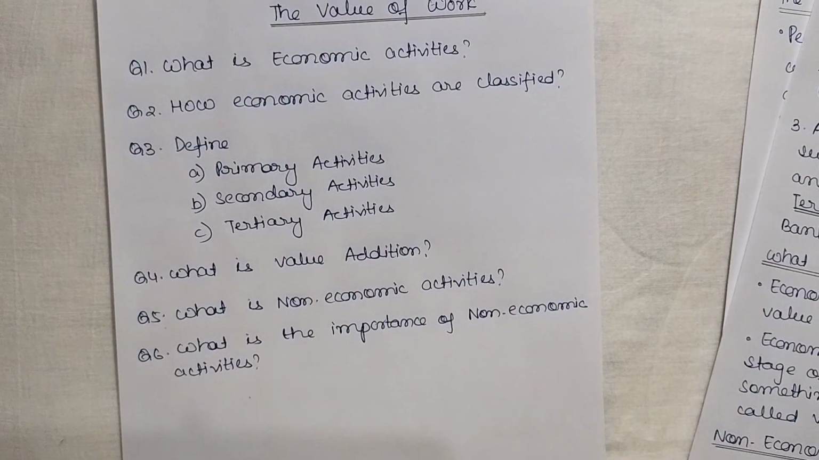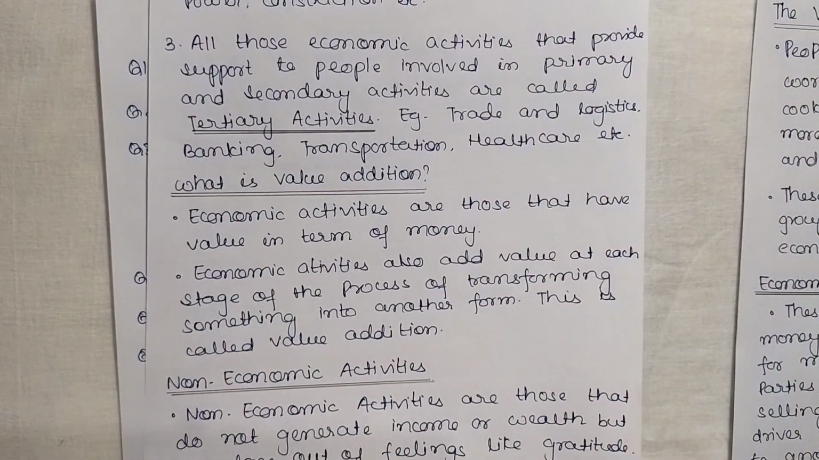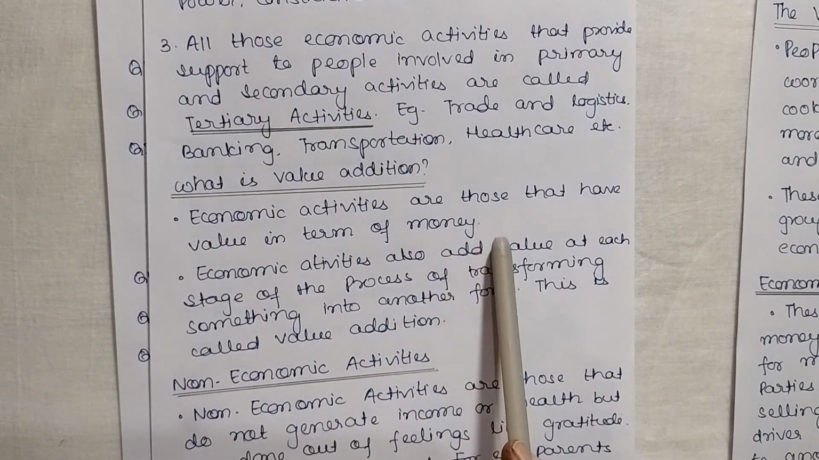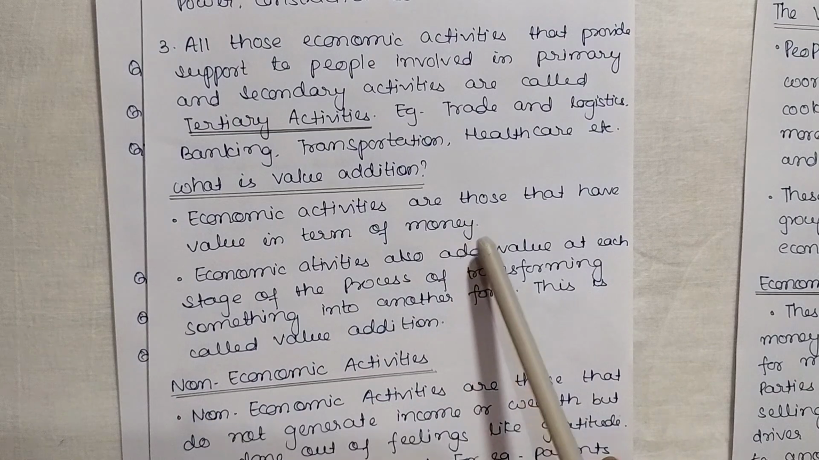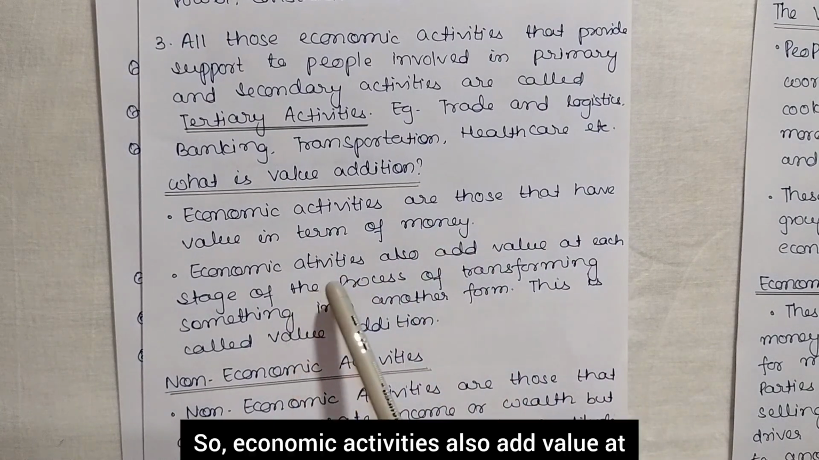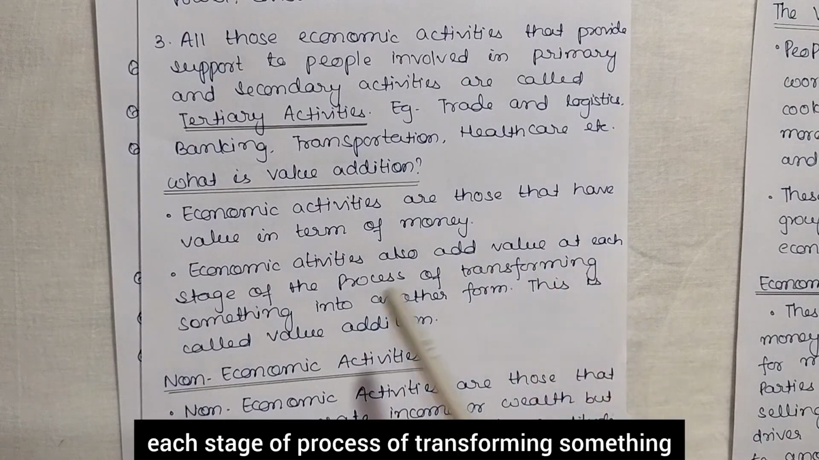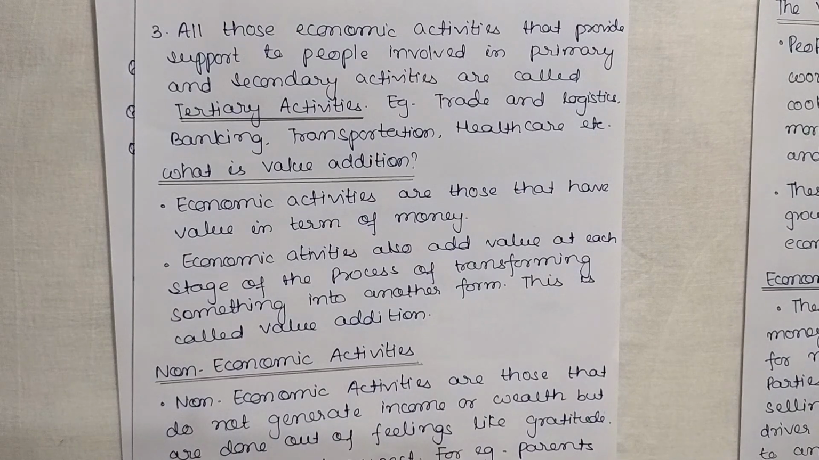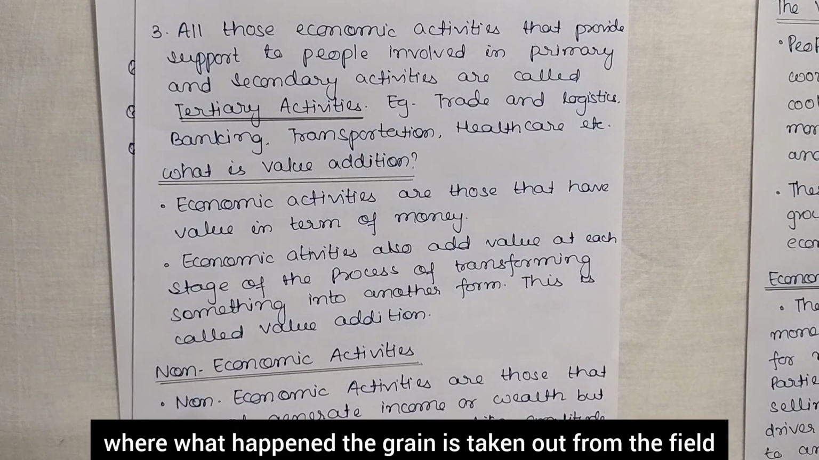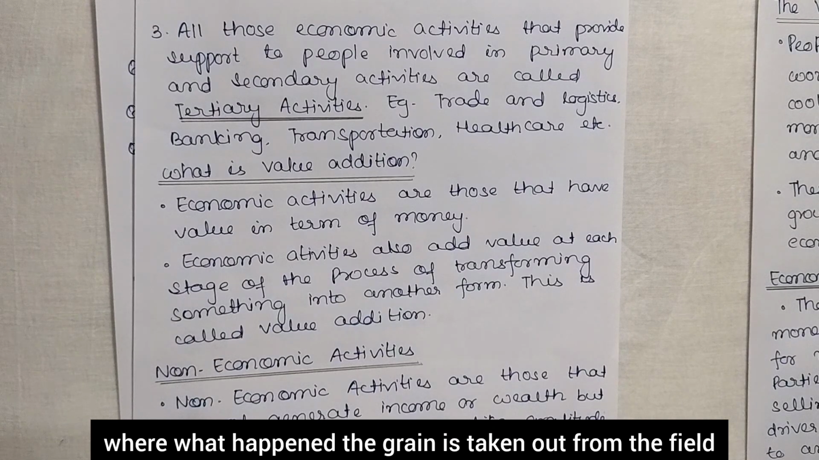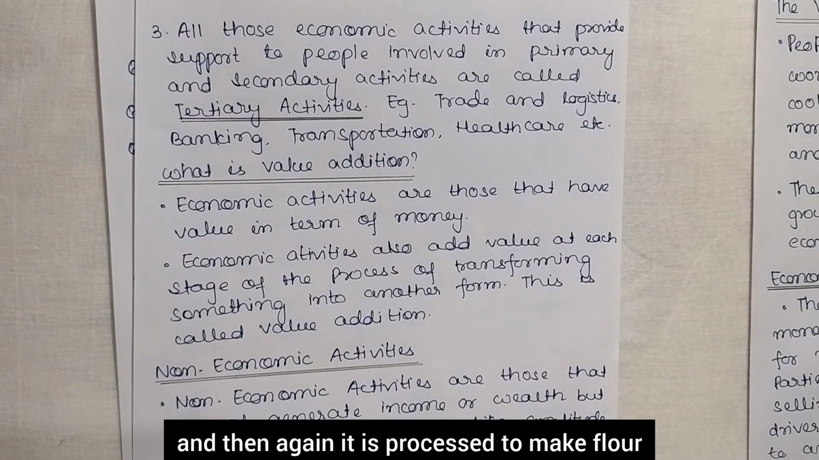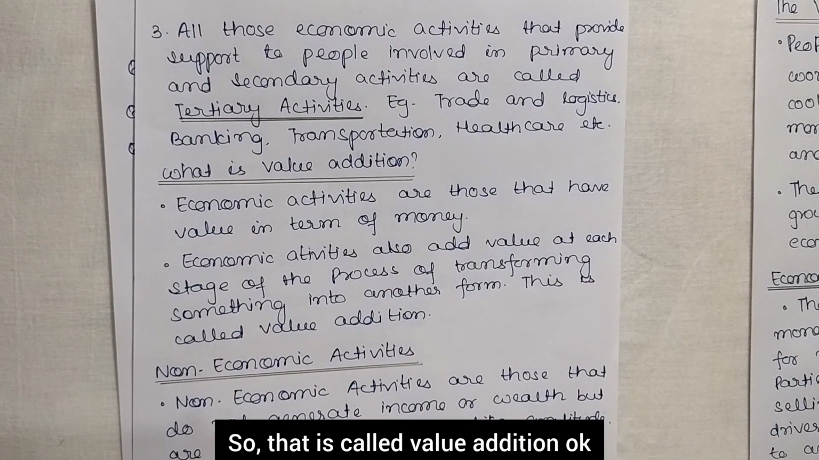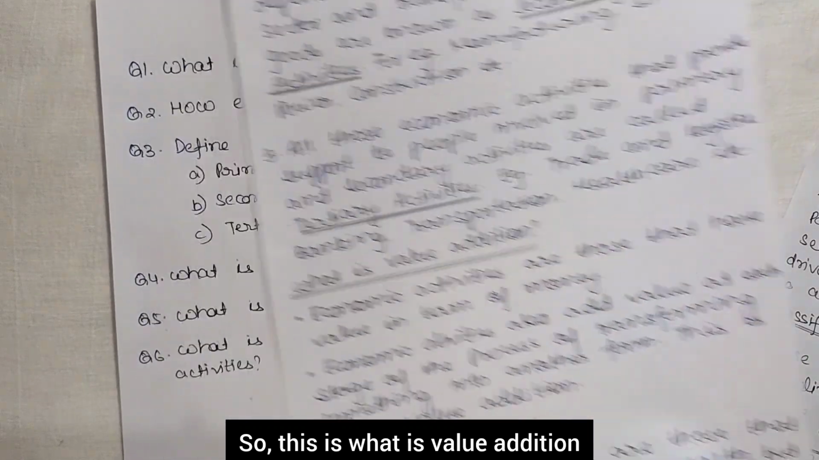Now the next question is, what is value addition? Economic activities are those that have value in terms of money. So we are doing some economic activity and we are getting money. We are adding some value and getting the money. Economic activities also add value at each stage of the process of transforming something into another form, and this is called value addition. Just now I told you about the grain, where the grain is taken out from the field and then processed to make flour. So value has been added. That is called value addition.